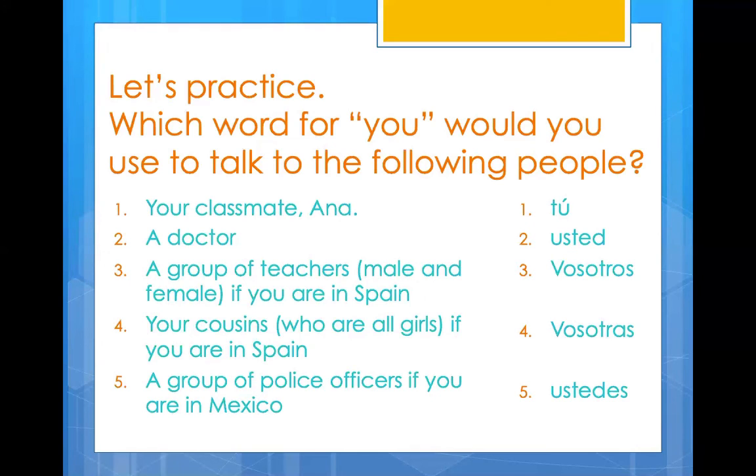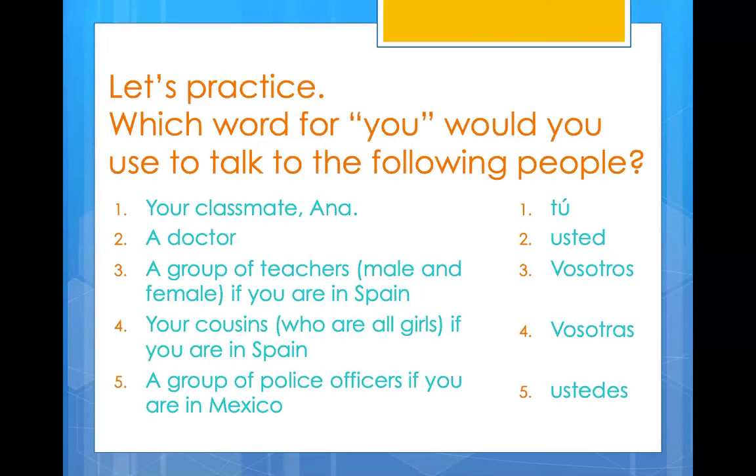Number 4, your cousins who are all girls if you are in Spain. So again, we are in Spain, it is plural, but in this case, the group is made up of all females. So the answer would be vosotras.